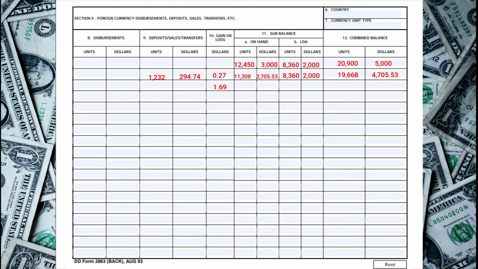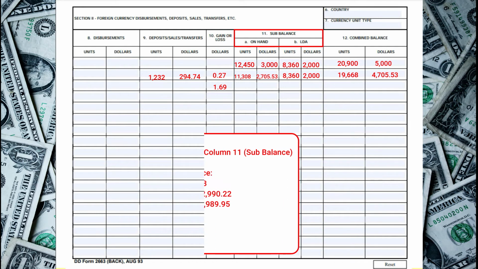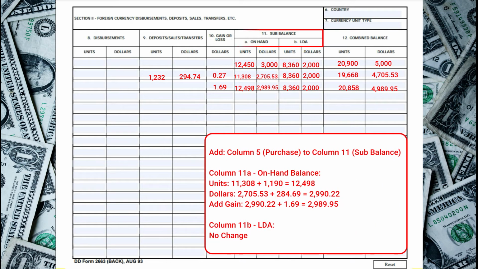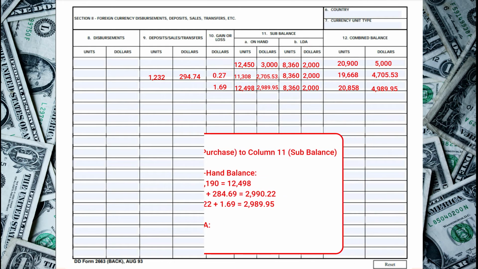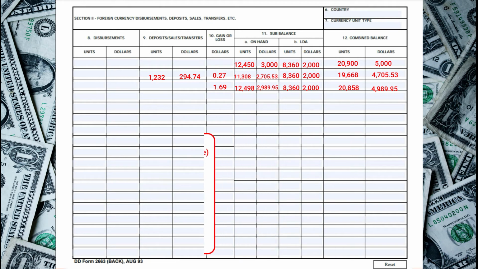Move over one column to the right and add the reverse accommodation totals from column 5B to the previous sub-balance on hand on column 11A. The previous LDA sub-balance on column 11B remains the same. Do not forget to add the gain in dollars from reverse accommodation exchange to the dollars on hand column. Finally, add the total balance of column 11A and 11B on column 12. This is how the daily totals of reverse accommodation exchange is entered on the 2663.